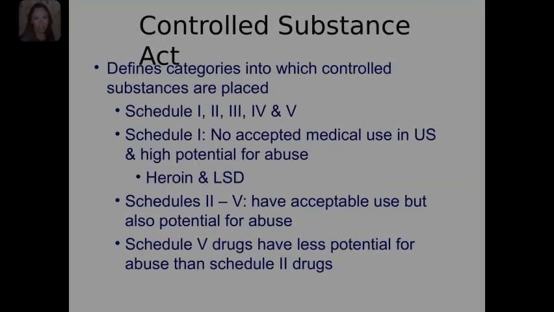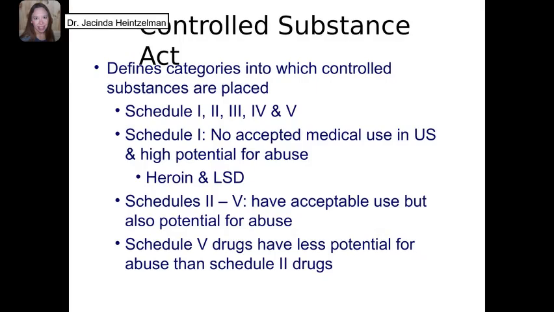The Controlled Substances Act does define different categories into which these controlled substances will be placed. So we do have Schedule 1, 2, 3, 4, and 5. Schedule 1 is considered the drugs that have no acceptable medical use in the United States, and these drugs have a high potential for abuse. Examples of Schedule 1 drugs would be heroin and LSD.